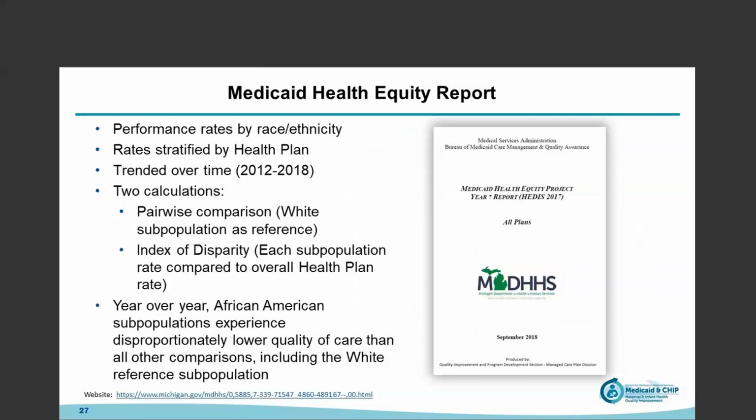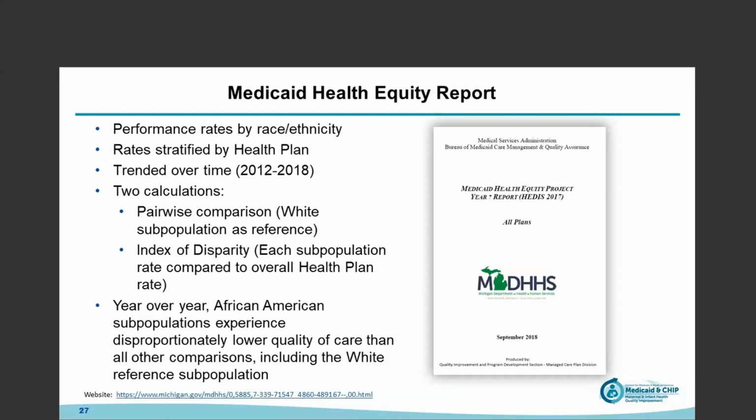So since 2012, shifting gears just slightly, we in Michigan have required our health plans to take those audited HEDIS rates for a subset of HEDIS measures and stratify them by race and ethnicity, and report them to us, which we then validate their submissions and conduct multiple calculations, including comparing the African American and Hispanic rates to the white reference population for this subset of HEDIS measures, and then also calculating a general difference of each racial subgroup to an overall program rate or an overall health plan rate to determine to what degree a disparity is occurring in aggregate across each racial subgroup.